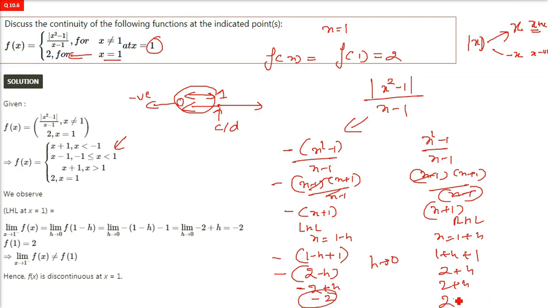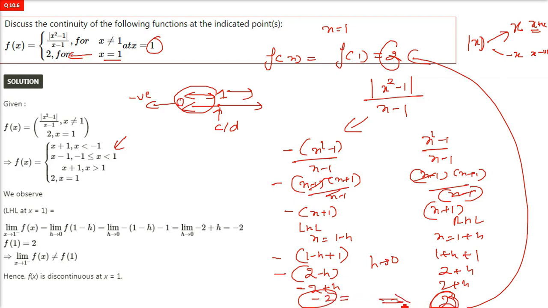So the LHL and RHL, they are not coming same. So you don't have to worry about the function value at 2. The value of f1 is 2. The value of right hand limit is 2. The value of left hand limit is negative 2. So they are not matching. So you can safely say that this function is discontinuous at x equals 1.